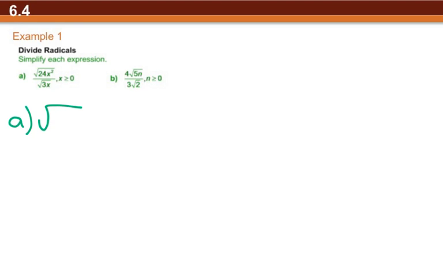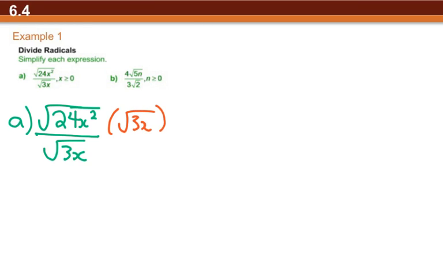So in question A, I'm just going to write the question out again. We don't need to worry about the condition that x is greater than or equal to 0. It doesn't impact the math we have to do. So in order to actually eliminate the root from the bottom, we need to take a look at what it is. It is the square root of 3x. And we need to multiply the top and bottom by that, which at this point may not seem obvious why, but give it a minute and it will.